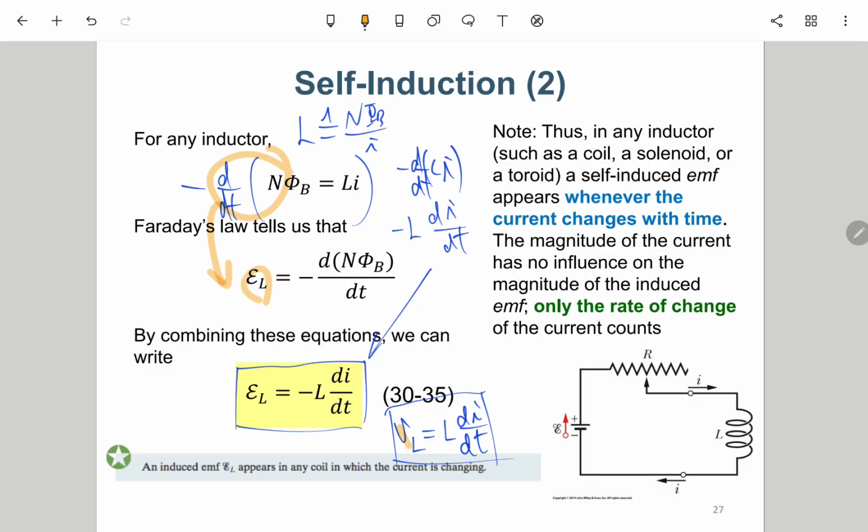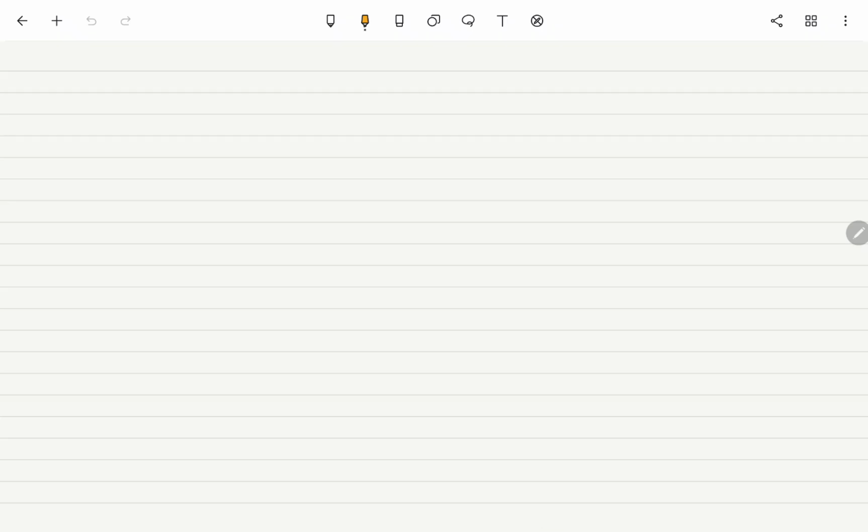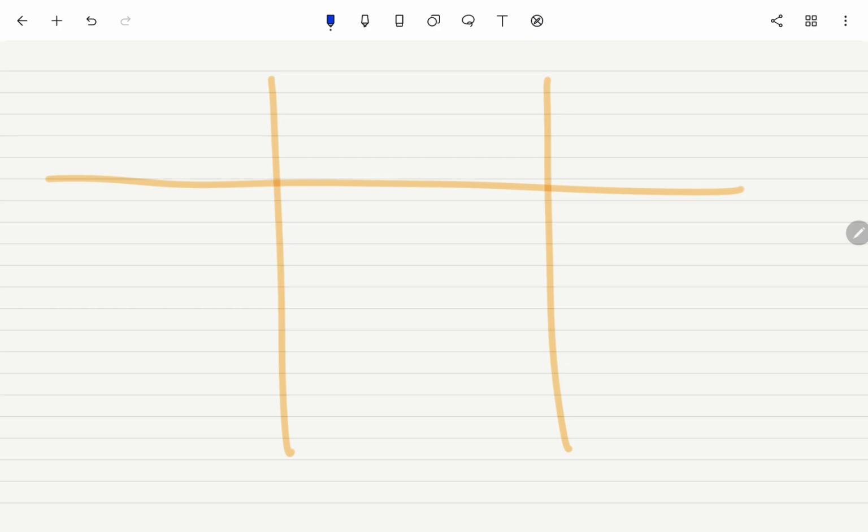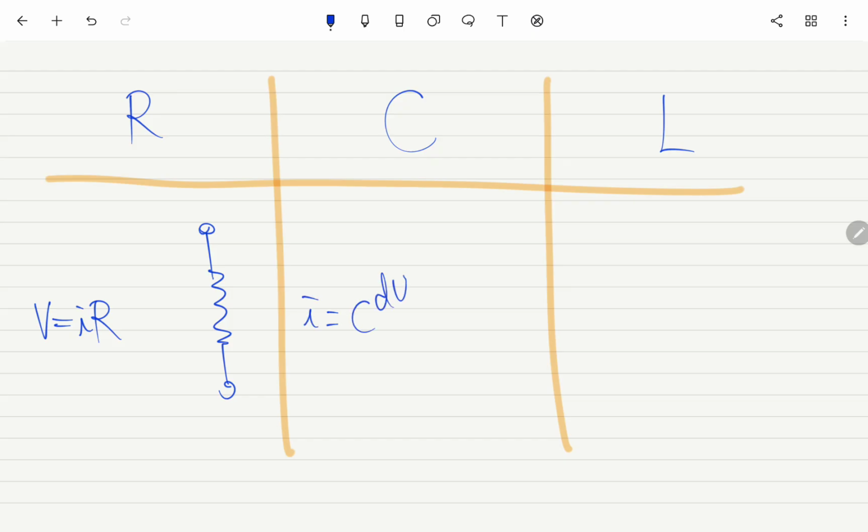Okay, so here let me try to summarize it. Here we have several components: we have R, we have C, we have L, in different chapters. You need to pay slight attention, because the formula is V equals IR, and for the C it is I equals C dV dt, and for the L it is V equals L di dt.